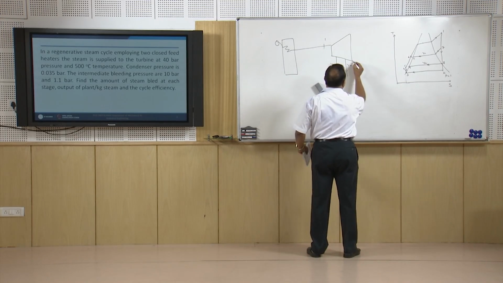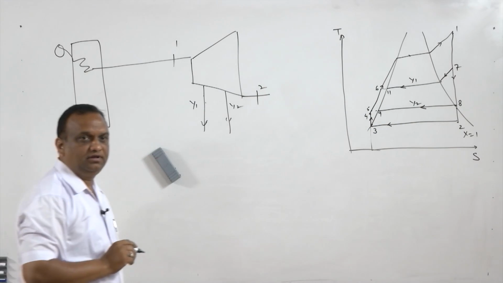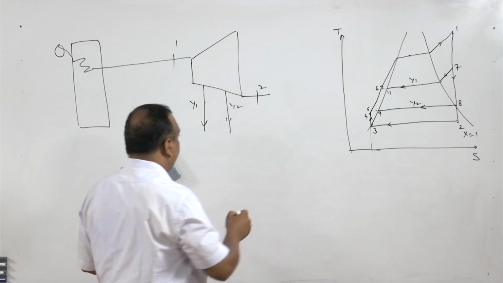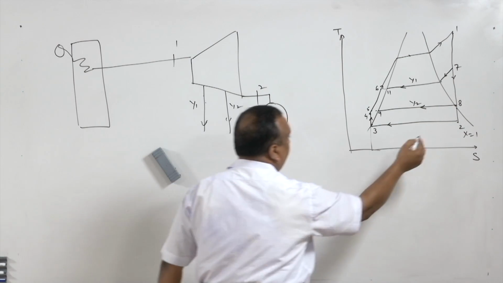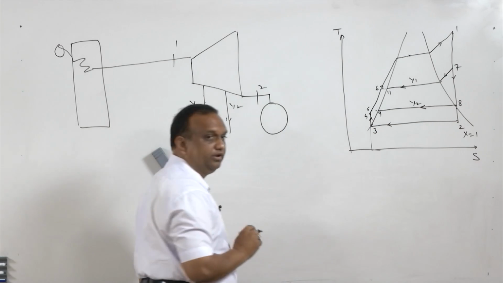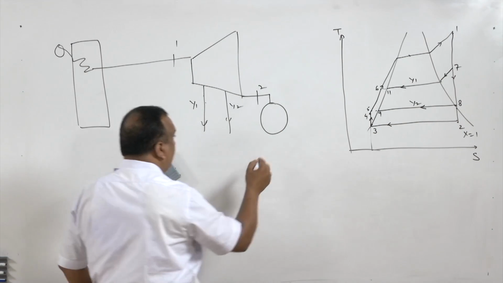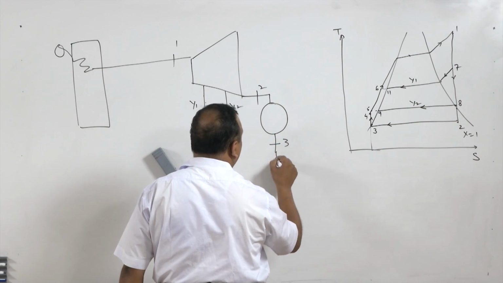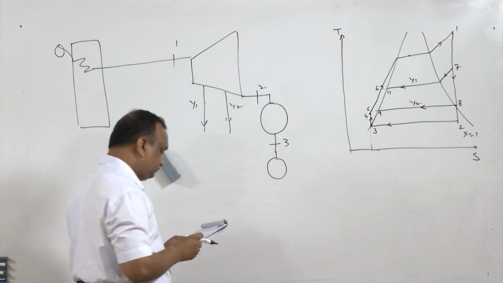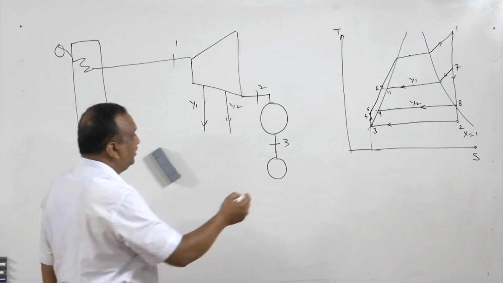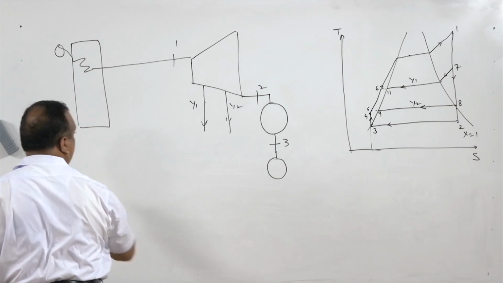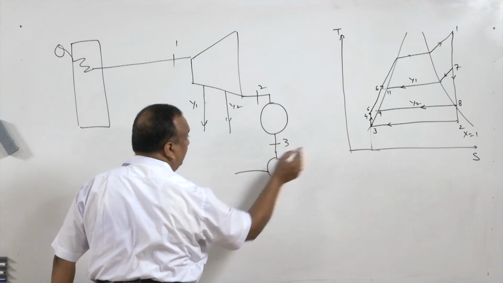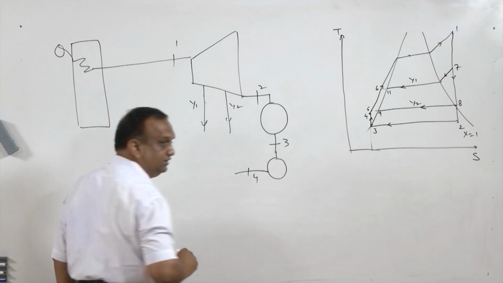Now, after state 1 it is going to state 2, this is state 2. From state 2 it is going to the condenser, and process 2 to 3 is taking place. Now, after process 2 to 3 it is going to the pump, and pump 3 to 4, this process takes place inside a pump.